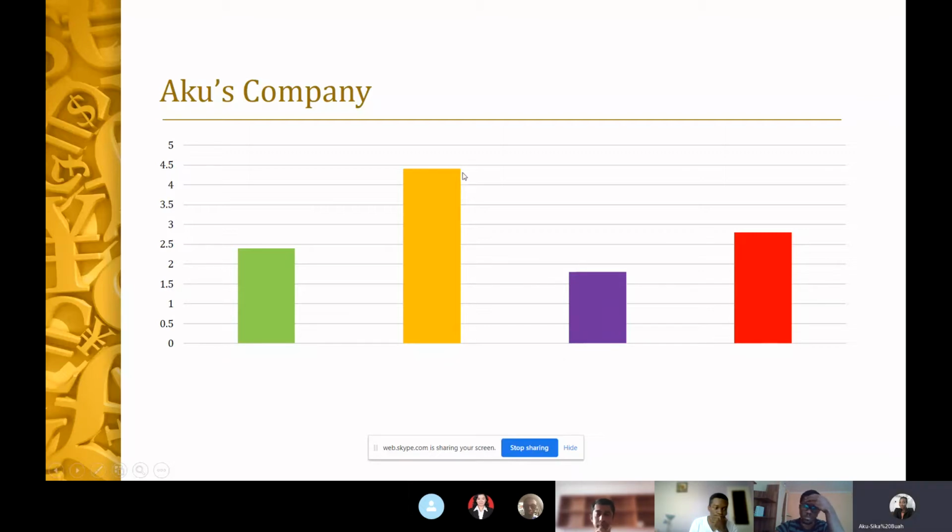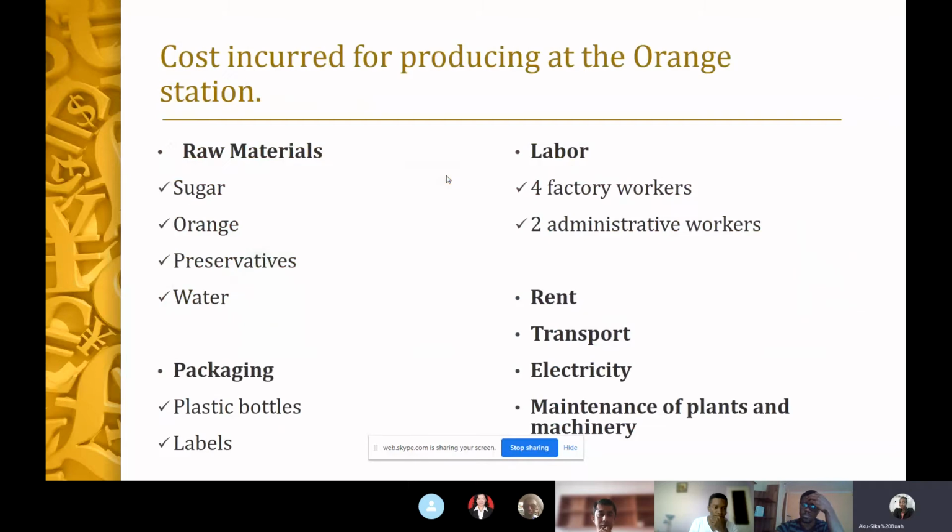So we can clearly see that the orange station is incurring huge costs, almost $4.5 million compared to all the other stations. And Aku is very worried as the general manager of this company. So she goes to the orange station, and the first thing she does is to find the cost incurred for producing at the orange station.